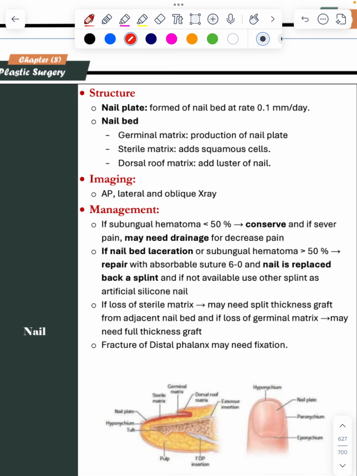Now injury to the nail. The nail plate is formed by the nail bed at the rate of 0.1 millimeter per day. Nail bed: germinal matrix. What are the parts that produce the nail plate? Germinal and sterile matrix add squamous cells. Dorsal matrix adds luster to the nail. So it has got germinal matrix.